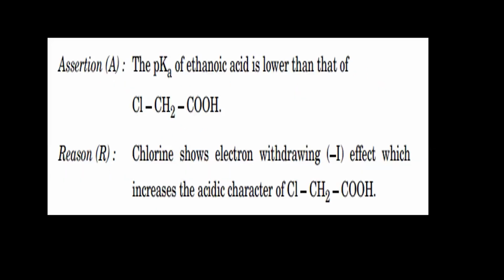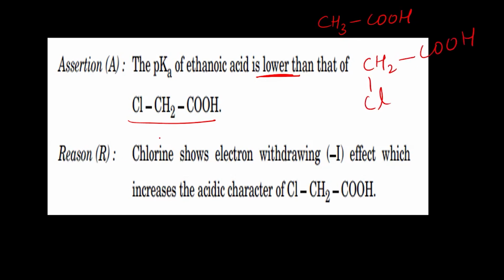Next: pKa of ethanoic acid is lower than that of chloroethanoic acid, and the reason given is that chlorine shows electron withdrawing effect which increases the acidic character of ethanoic acid. Ethanoic acid is CH3COOH. It is acidic, since it is an acid. If a chlorine comes in the place of hydrogen in ethanoic acid, chlorine acts as an electron withdrawing group, minus I effect. So chlorine will abstract electrons towards itself, release of hydrogen becomes easier, and so this is more acidic. So the reason is correct.